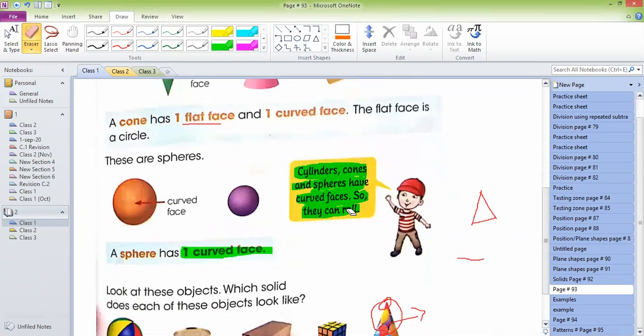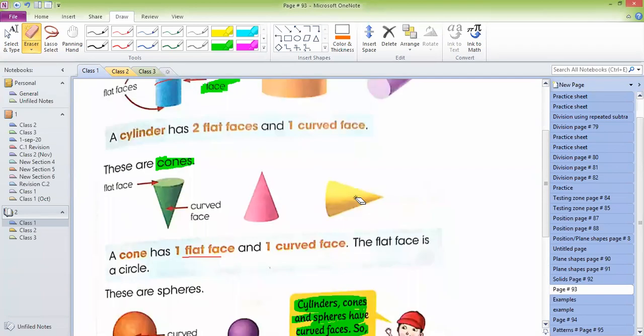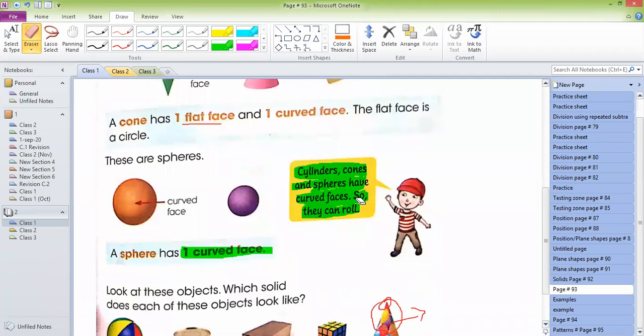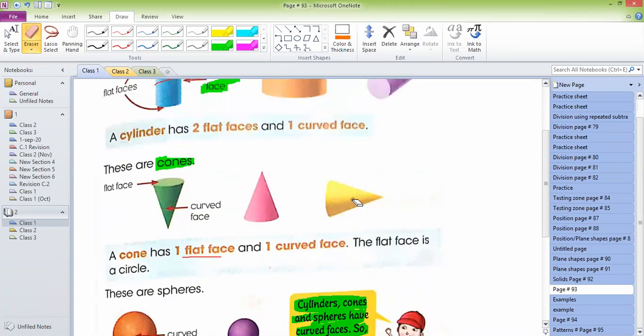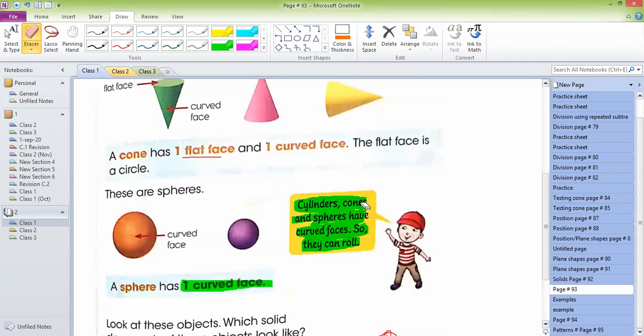The next shape we studied is the sphere. A sphere has one face which is curved. It has neither vertices nor edges because it has only one face. So it has zero vertices and zero edges. We learnt one more thing, that the objects that have curved faces can roll on the ground, whereas the solids which have flat faces only can slide on the ground.